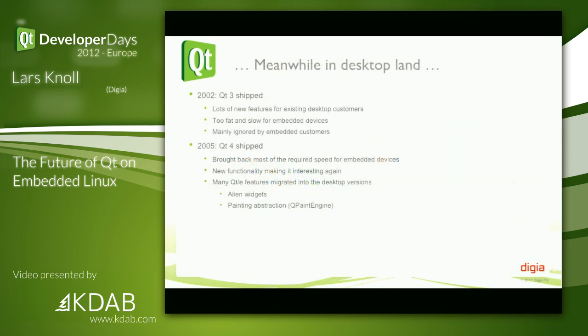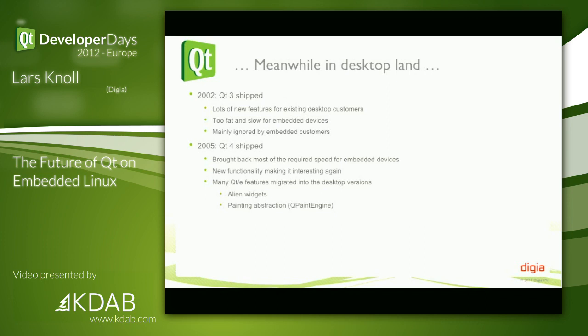And then there was quite a lot happening at that point in desktop land. Most of the Qt framework development was actually focused on desktop. That's where we had a lot of the revenue. We shipped Qt 3 in 2002, with a lot of new features for existing desktop customers. Unfortunately, due to that, Qt 3 became too big and too slow for many of the embedded devices.